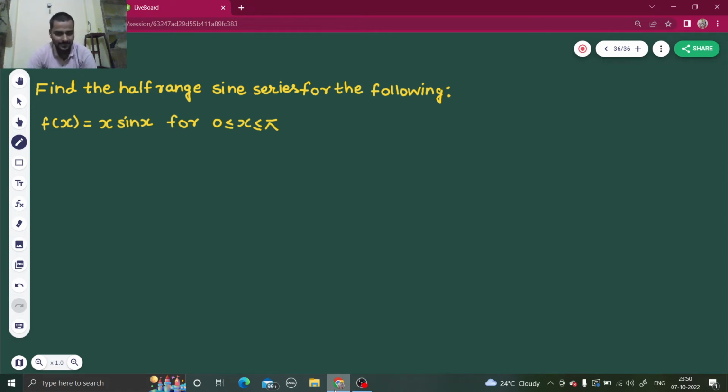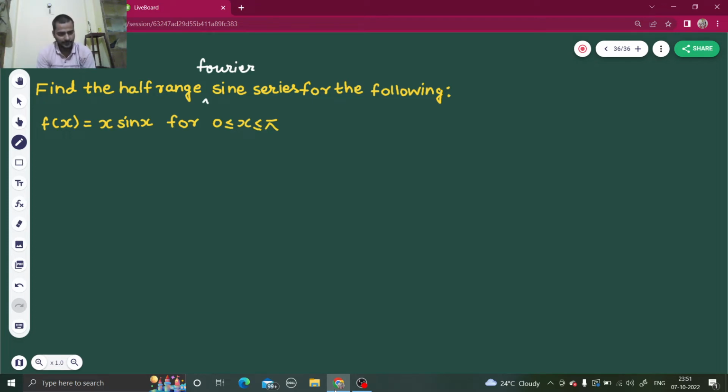Hello everyone, Namaskar. So let's solve one more question from Fourier series. Find the half range Fourier sine series for the following: f(x) = x sin x for x between 0 to pi.